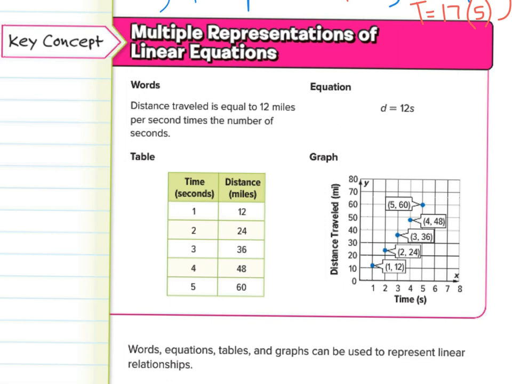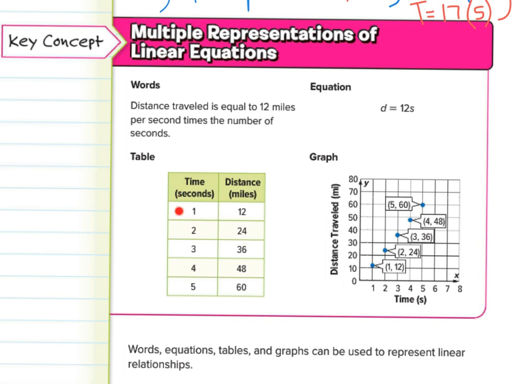Let's continue by looking at our key concept. Multiple representations of linear equations, which means what is the linear equation telling us? In words, distance traveled is equal to 12 miles per second times the number of seconds. So if it's 12 miles per second, and we continue at the same rate, 2 seconds will be 24 miles, and so on. In an equation, it's written as the distance equals 12 miles per second times the number of seconds, and you'll have your distance.